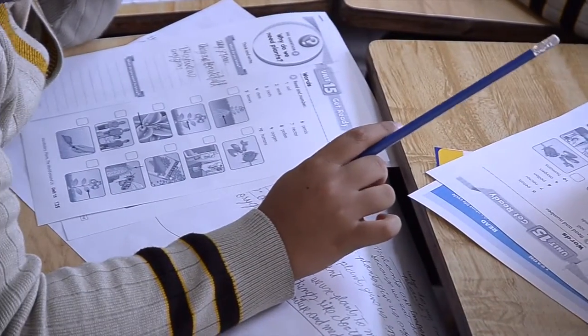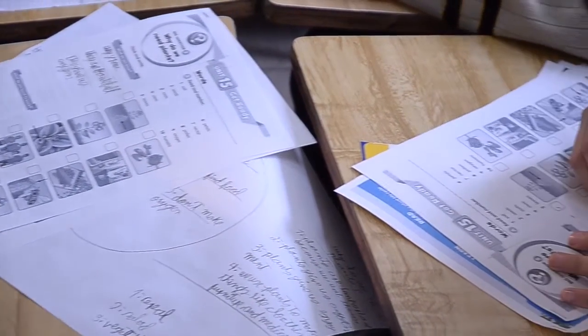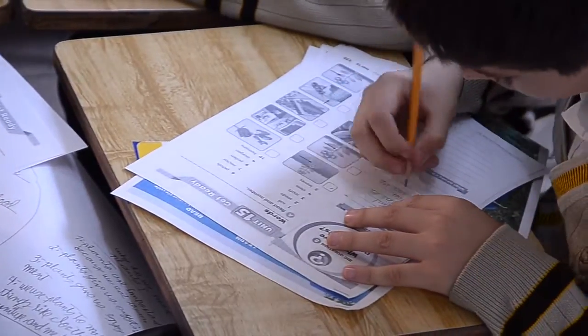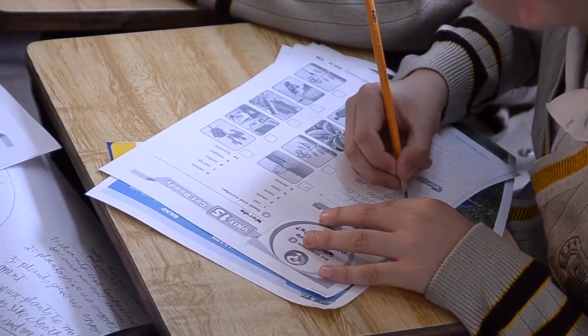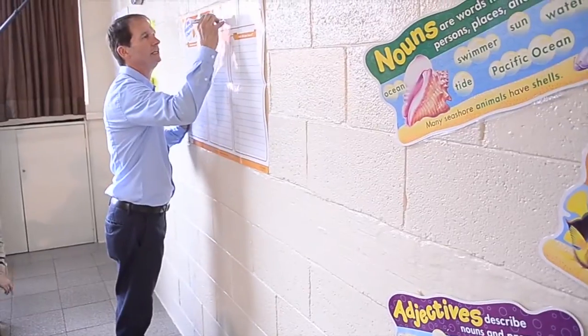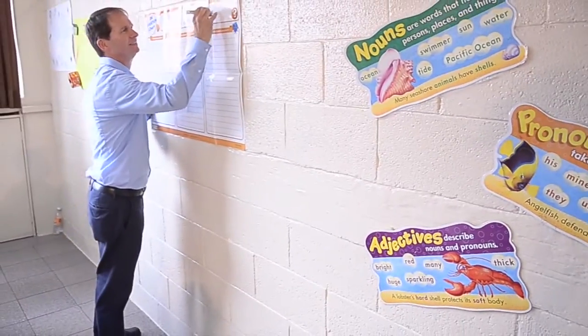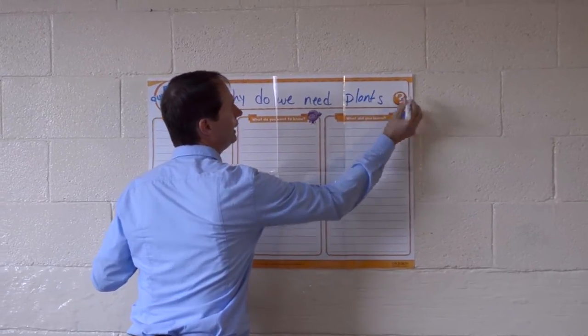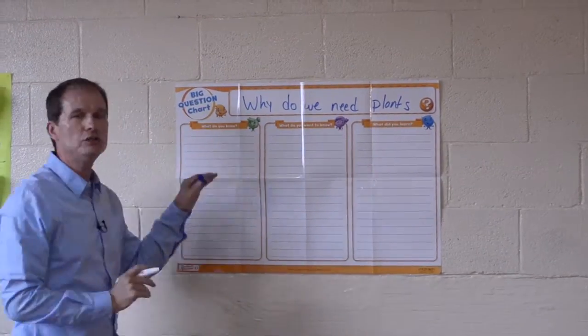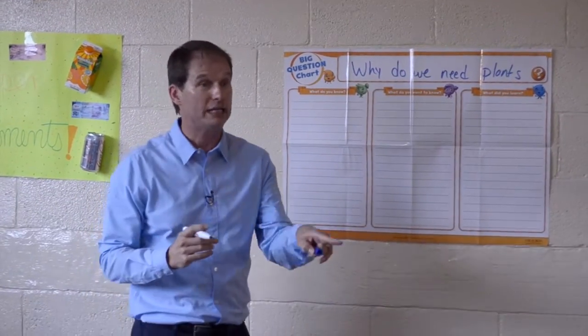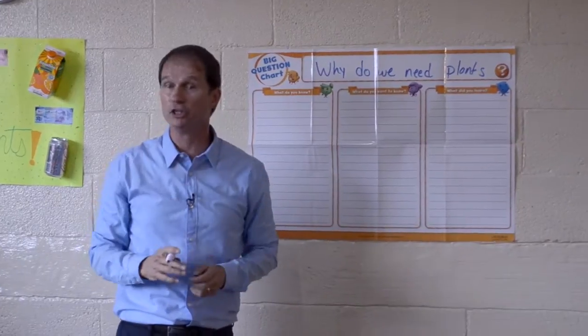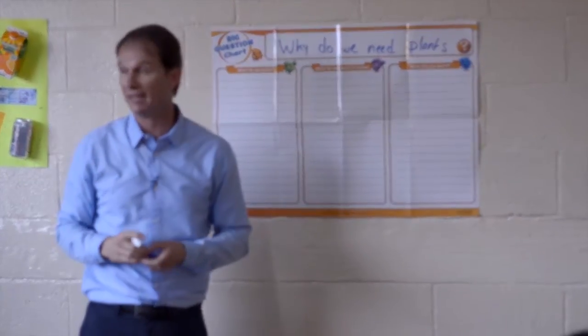I want you to look over here. This is called the big question chart. And I'm going to write the big question here. Why do we need plants? We talked about it already, and there's the question at the end. So can you give me some suggestions? What did you write in your little column? Can you give me one example? Why do we need plants?